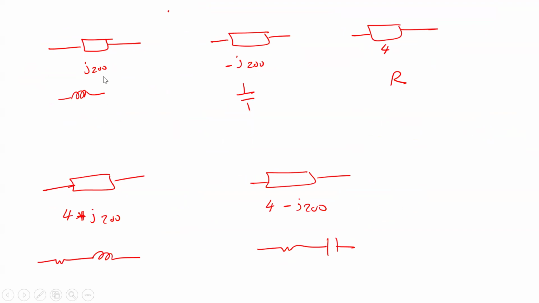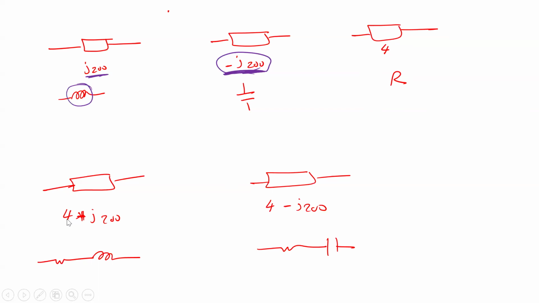But I just want to bring this to your attention. If you have an impedance, for example, J200, this is for sure an inductor. But if you find negative J200, it has to be a capacitor. So if you have an impedance and you don't know if this is an inductor or a capacitor, you can tell, because if J is positive, it has to be an inductor, and if negative, it has to be a capacitor. If it is just a real number, without any J, then it is a resistance.